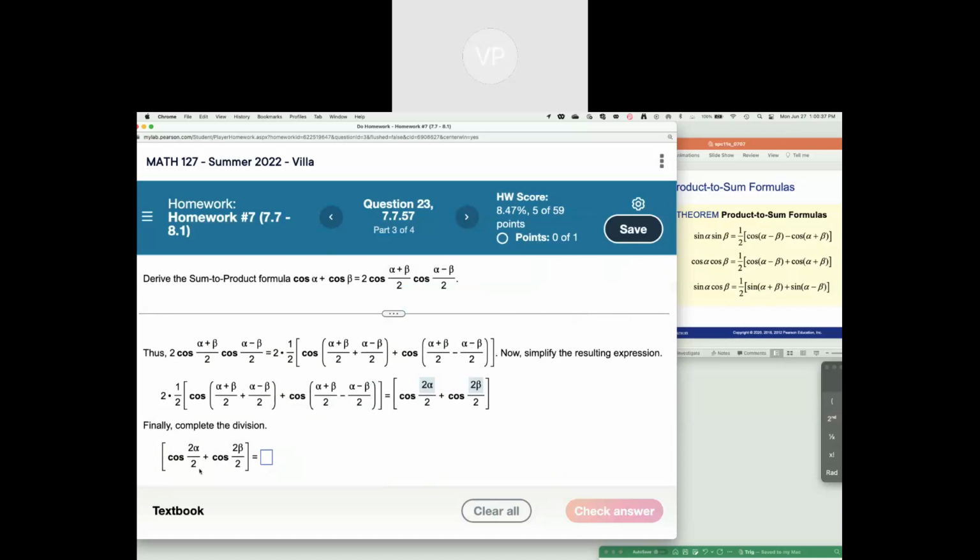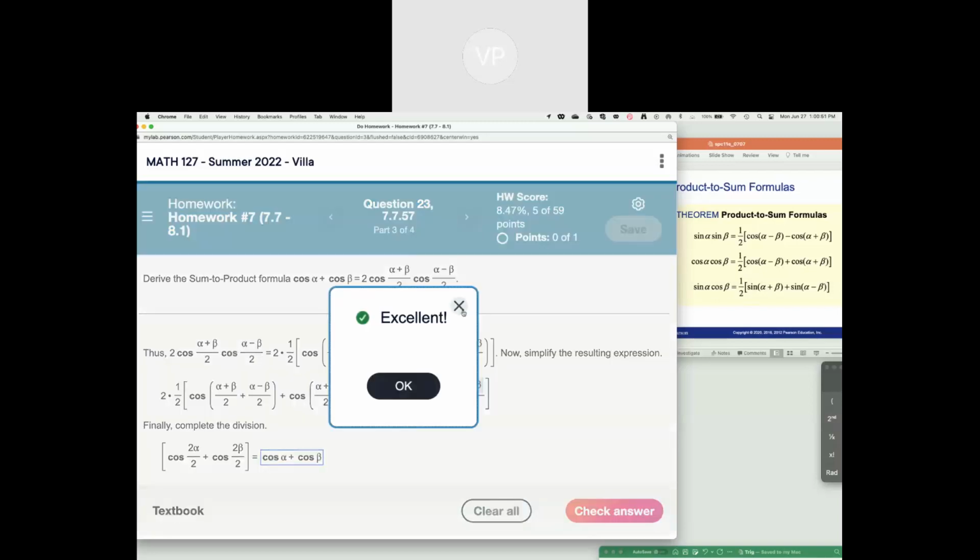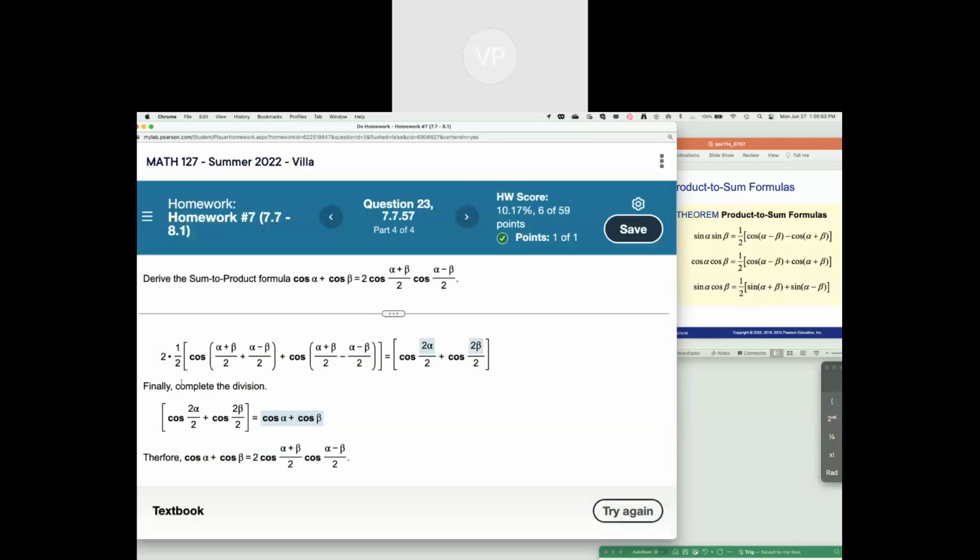So now, complete the division. Oh, okay. I'm guessing we just got to simplify this into cosine of alpha plus cosine of beta. So complete the division. You got to follow it literally. The division is just these little divisions right here. 2 alpha over 2, 2 beta over 2. And then therefore, 2 cosine of alpha plus cosine beta equals... I guess we're done. Sorry. Okay, that was it right there.